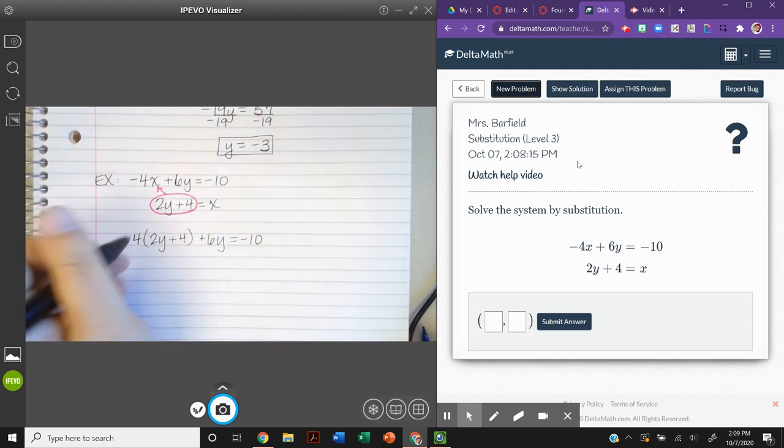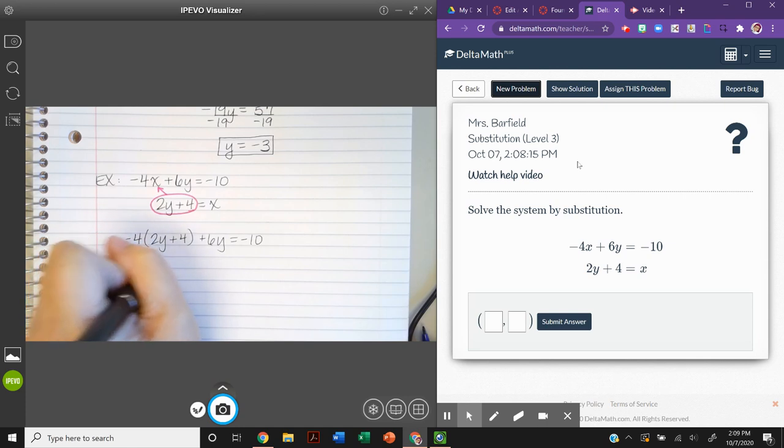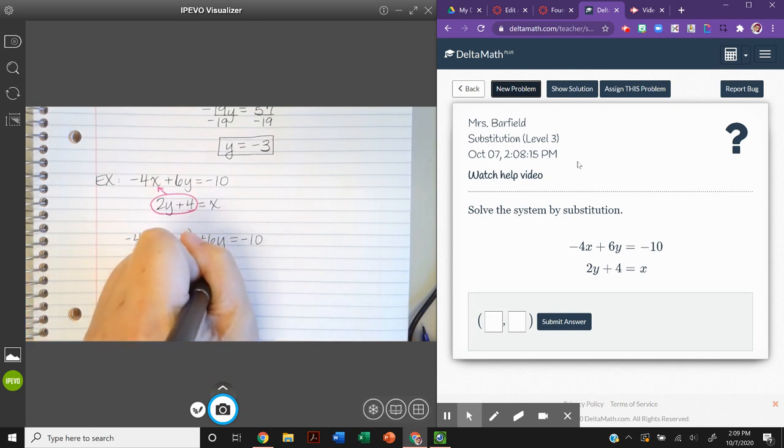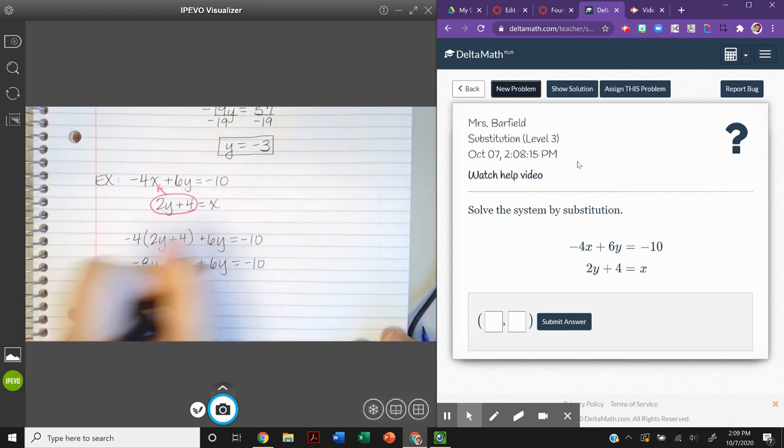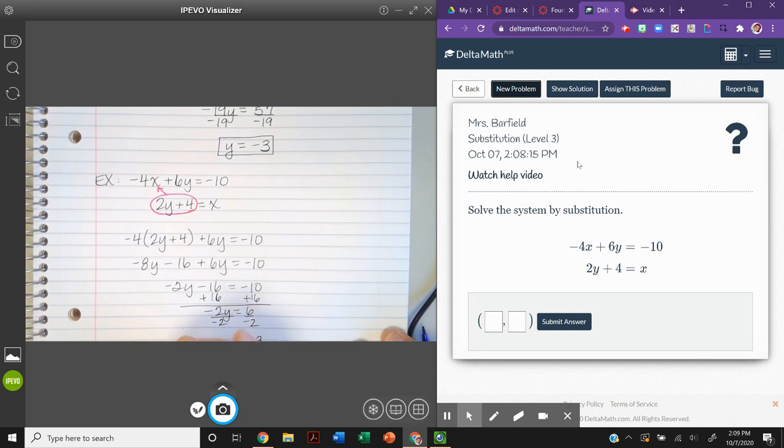Distribute, combine like terms. So negative 8y minus 16 plus 6y equals negative 10. Negative 8y plus 6y is negative 2y minus 16 equals negative 10. I'm going to add 16, so I get negative 2y equals 6. Divide by negative 2, so y equals negative 3.